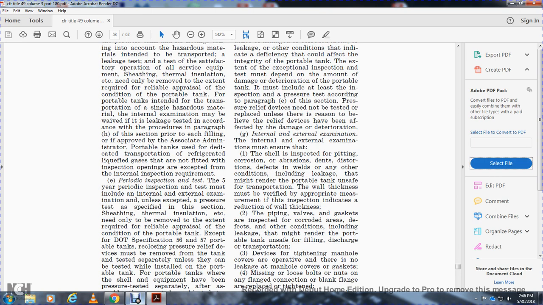Periodic inspection and test. The 5-year periodic inspection and testing must include an internal and external examination, unless excepted, with the pressure specified, with the shell sheathing and thermal insulation not necessarily removed, except to the extent required for a reliable appraisal of the condition. The portable tank exceptions are DOT specification 56 and 57.